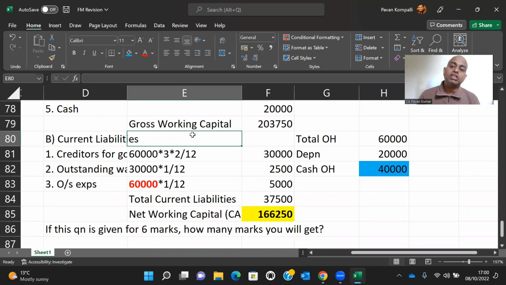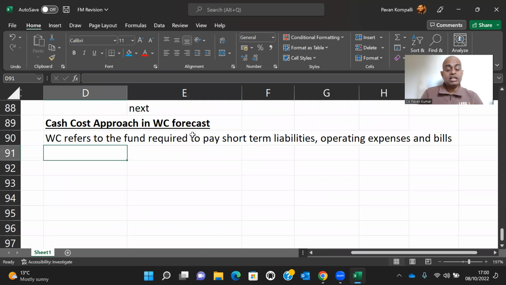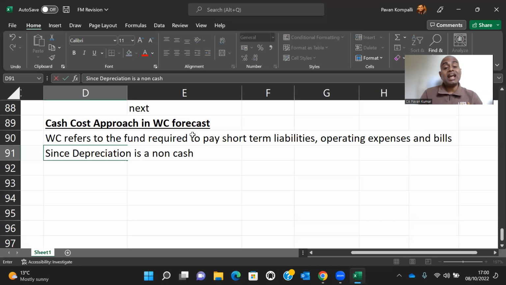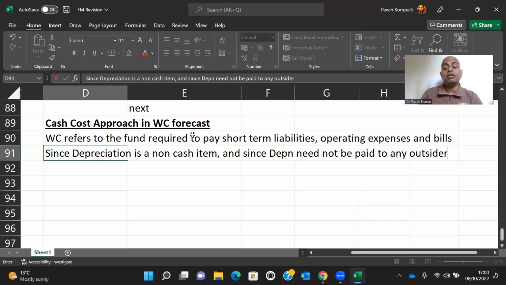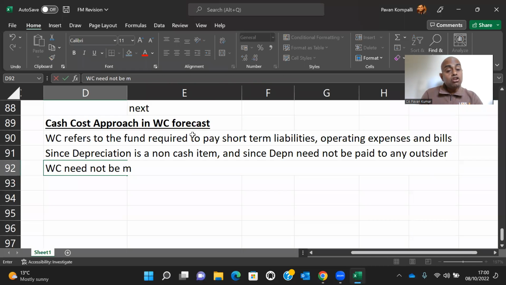This is called cash cost approach. People think cash cost approach is a very difficult concept. No, cash cost approach is a simple concept. Since depreciation is a non-cash item, and since depreciation need not be paid to any outsider, working capital need not be maintained for a depreciation component.